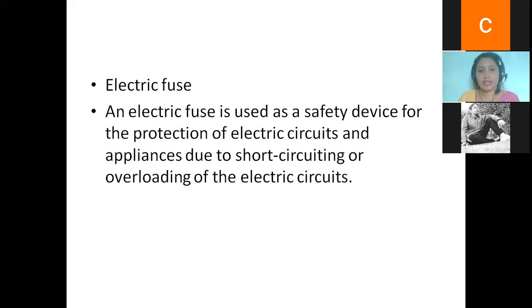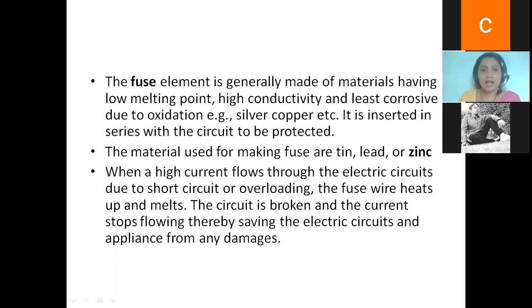We have already discussed fuse. An electric fuse is used as a safety device for the protection of electric circuits and the appliances connected to the circuit. How is this fuse element made? It is an alloy made out of tin and lead. You know what is alloy? It is a mixture of 2 or more metals. So a fuse wire is a mixture of tin and lead.